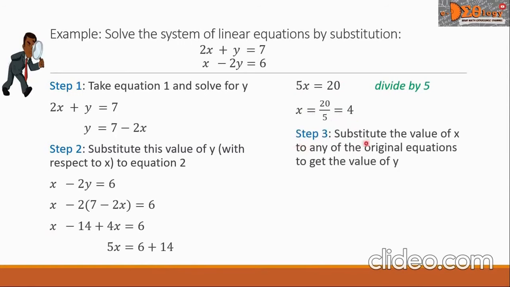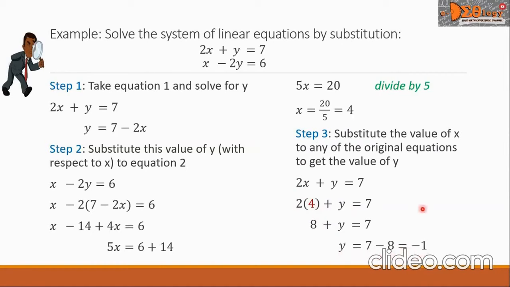Now for step 3, substitute the value of x into any of the original equations. It can be the first equation or the second equation, so that we will get the value of y. Let's say we will take the first equation: 2x plus y equals 7. We will substitute the value of x as 4 in here. So we have 2 times 4 plus y equals 7. This 2 times 4 is 8, plus y equals 7. Let us transpose 8 to the right side. Of course, the sign must be changed. So we have y equals 7 minus 8, and this is equal to negative 1.